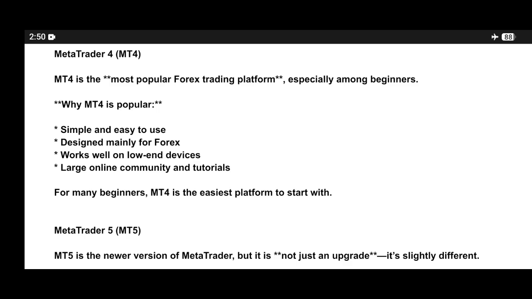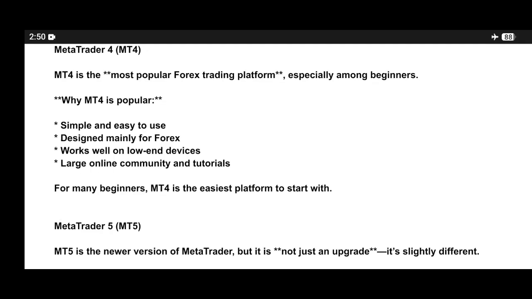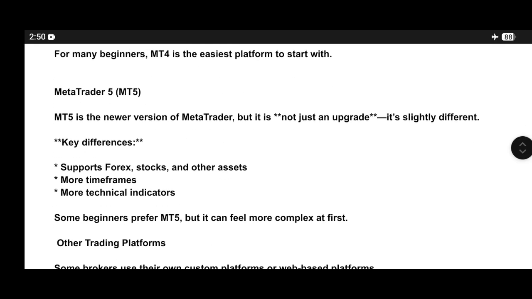Then we have MT5, which is MetaTrader 5. MT5 is a newer version of MetaTrader, but it is not just an upgrade. It is slightly different. The key difference is this: it supports forex, stocks, and other assets. It has more time frames and more technical indicators.